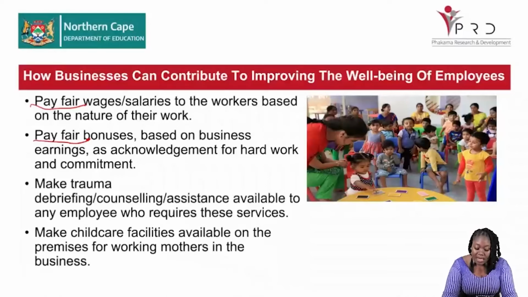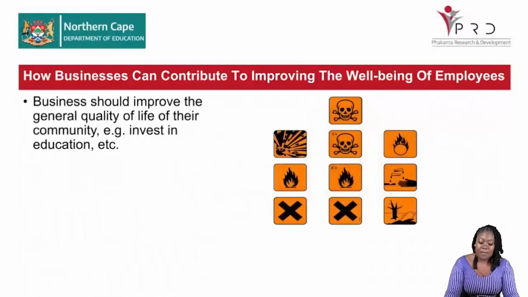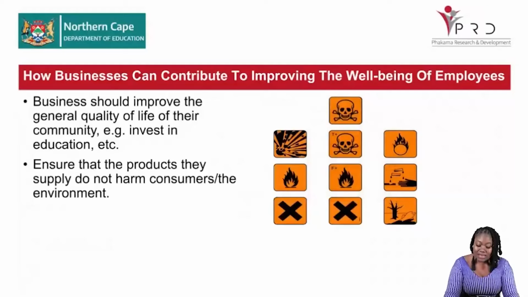Okay, they can also make childcare facilities available on the premises for working mothers in the business. This would actually make it a lot easier for working mothers and would definitely improve their well-being. Okay, and then how can businesses contribute towards the well-being of employees? Again, businesses can also make sure that they improve the general quality of life of their community. Okay, and then they can also ensure that the products that they supply do not harm consumers or the environment.